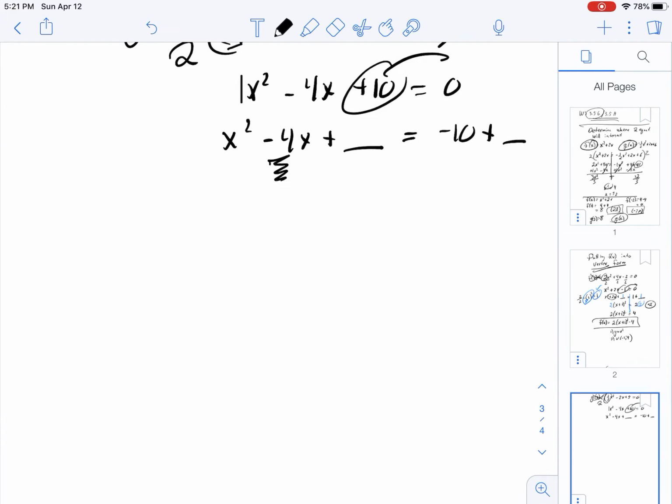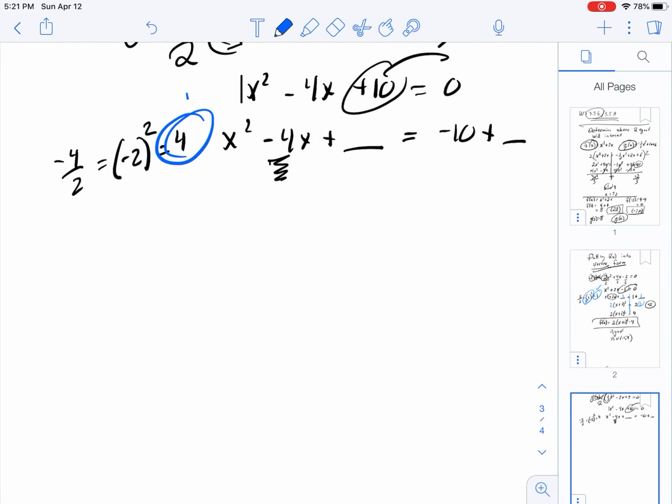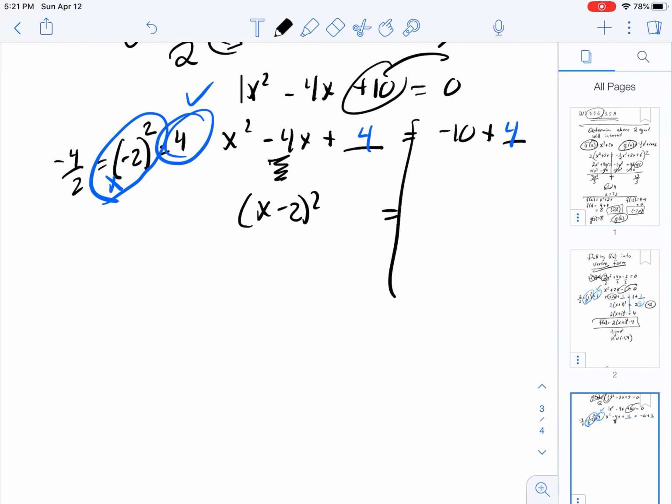Again, here's the number you start with. Always divide by 2, so negative 2 squared is 4. So again, this is the first number we use, the 4 on both sides. And then here is what we have: x minus 2 squared equals negative 6.